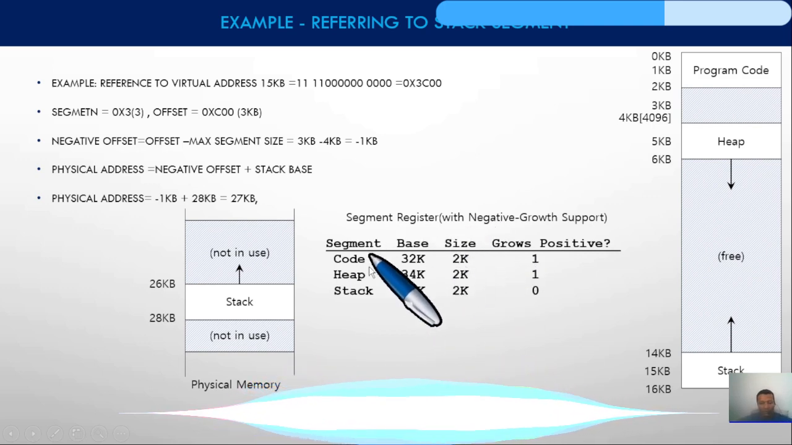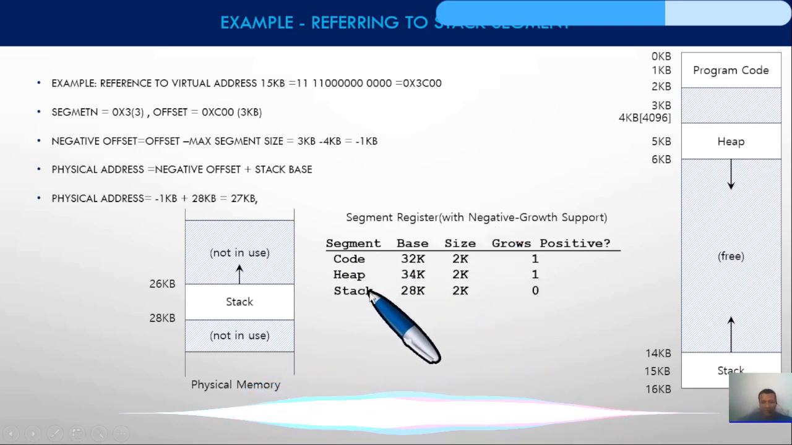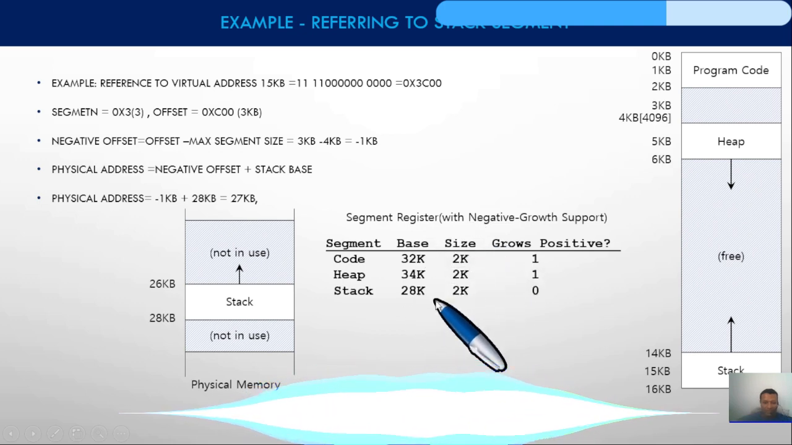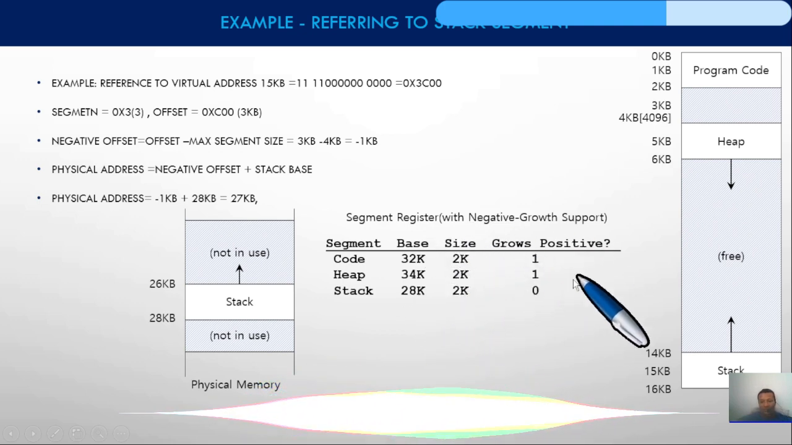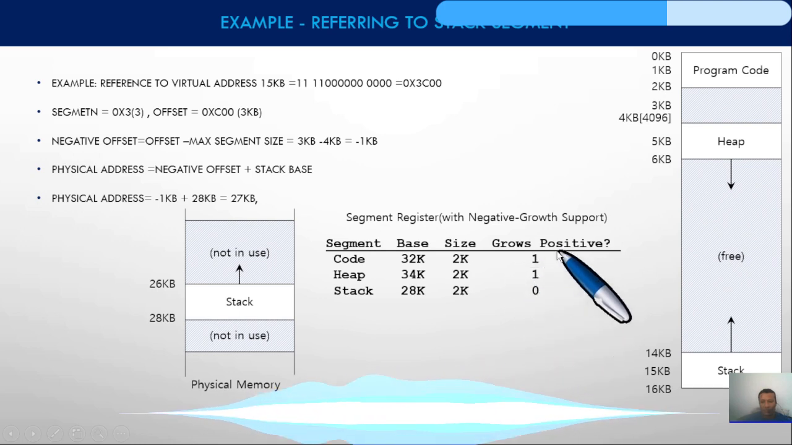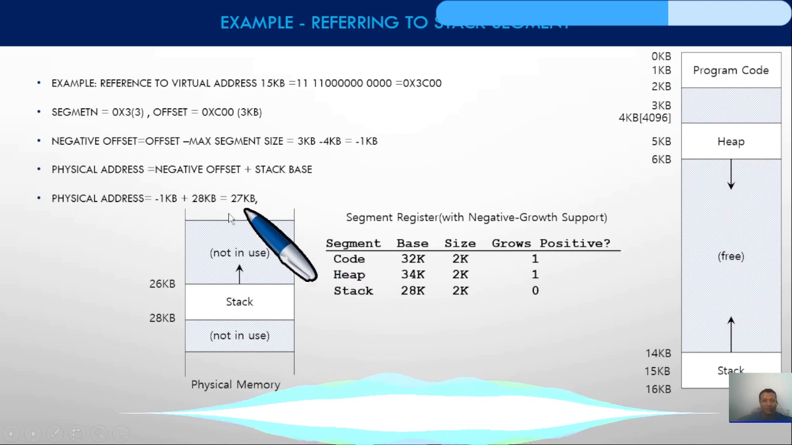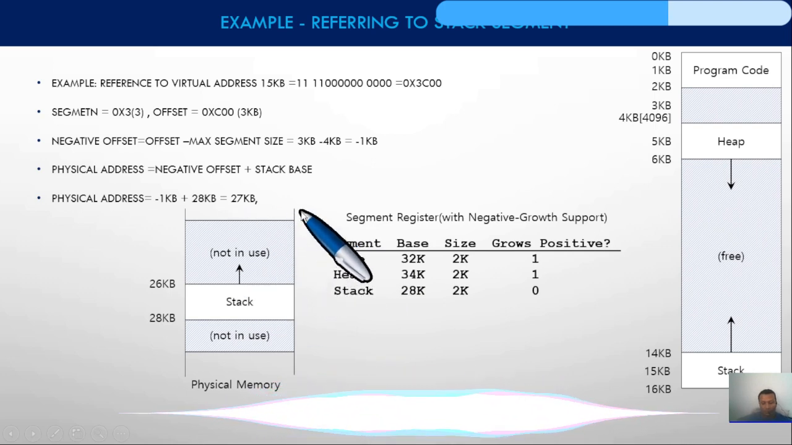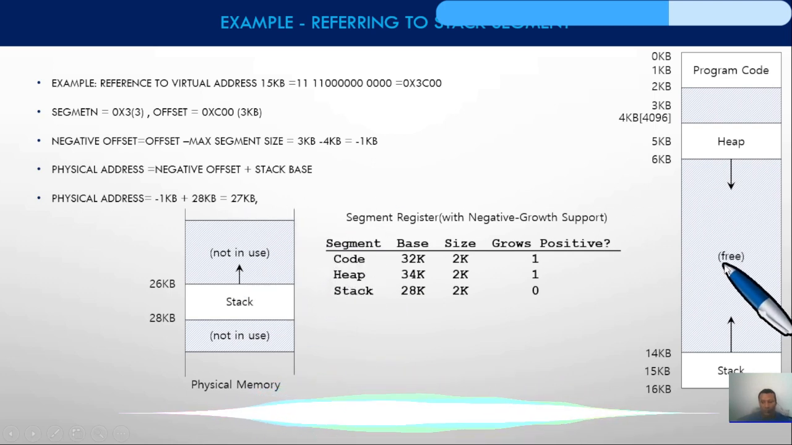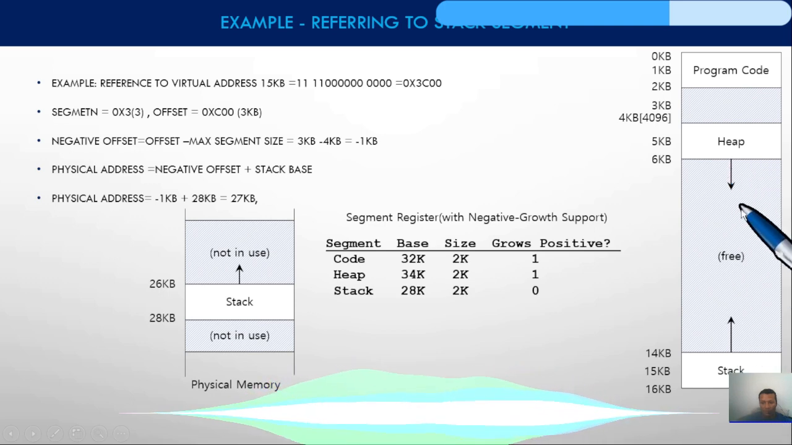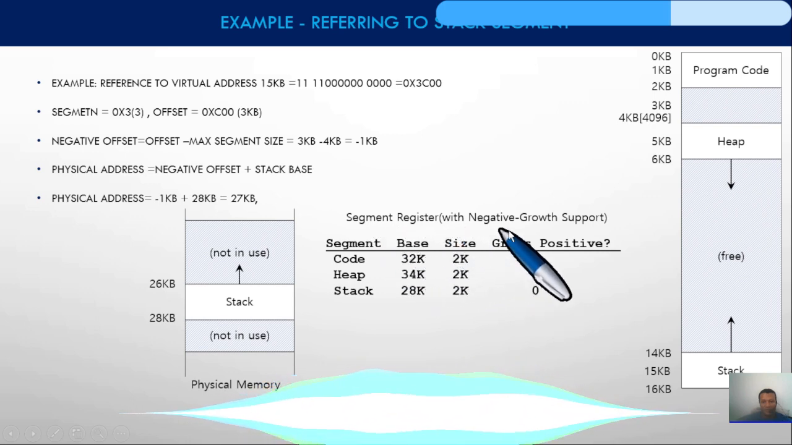If you see our table here, we have the segment information, the base information, and the size information. Now, additionally, we have the growth information, whether it is negative or positive, included here. So this is a simple example. You have to take care whether, in the virtual memory, the stack or the heap is positive or negative. We have to check that. So this is the segment register with negative growth support.